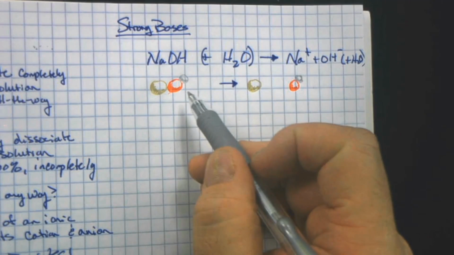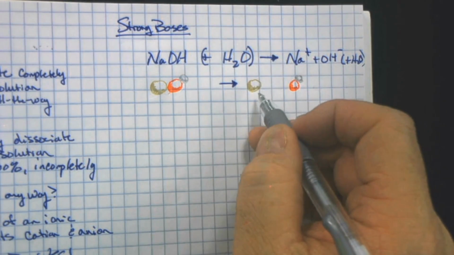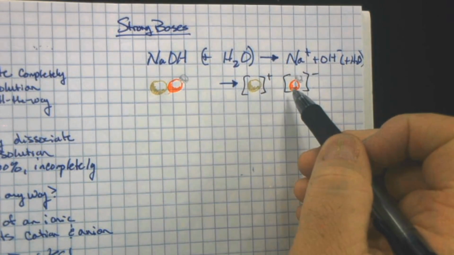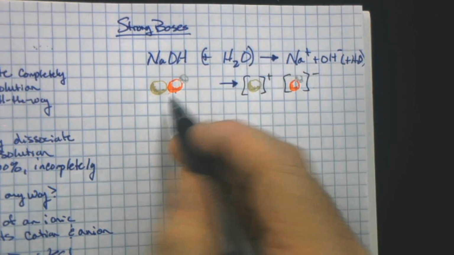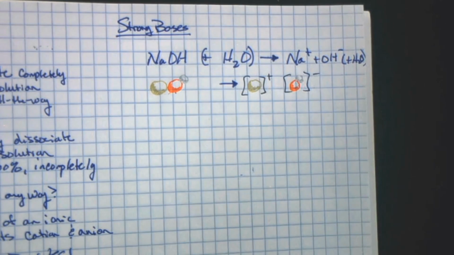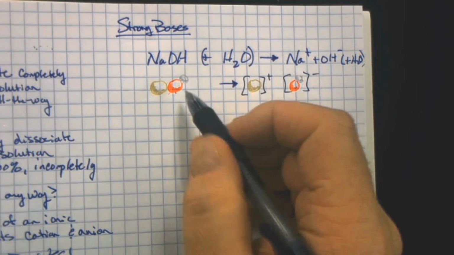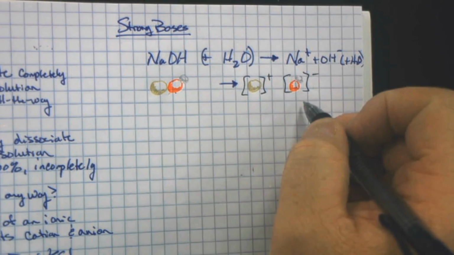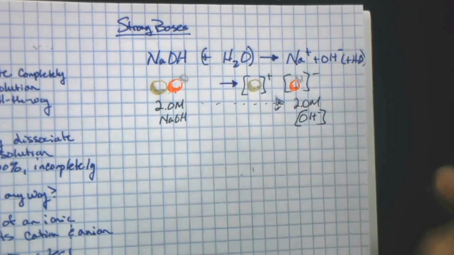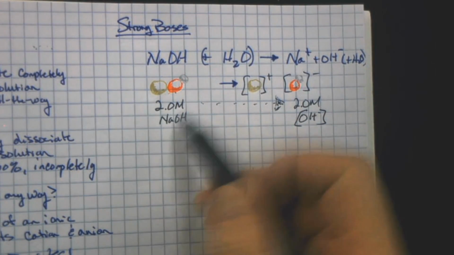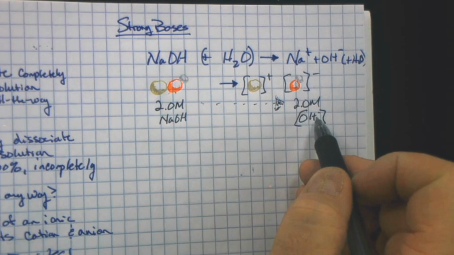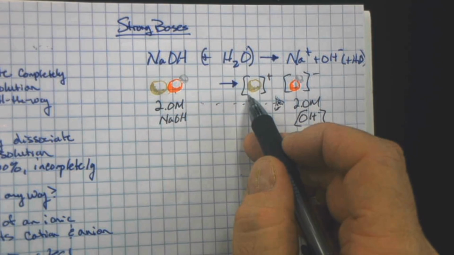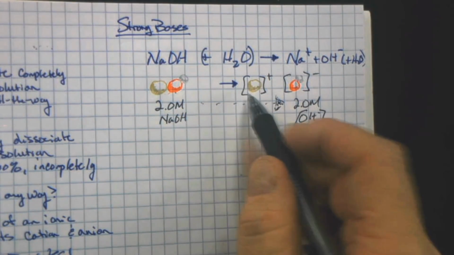so here's the sodium hydroxide, and it separates into its sodium, which has its positive charge, and the hydroxide, which has a negative charge. And so we can make the same statement that we wrote down here, that a 2 molar solution of sodium hydroxide will produce 2 moles of hydroxide. That a 2 molar solution of sodium hydroxide will lead to a 2 molar solution of hydroxide. It'll also lead to a 2 molar solution of sodium ion, but this doesn't have anything to do with it. This has no effect on the acid or base properties.